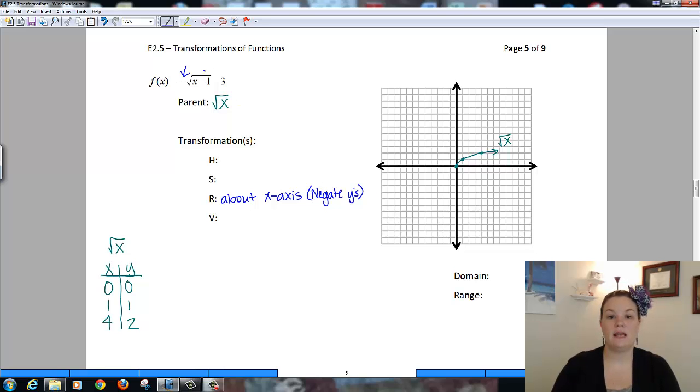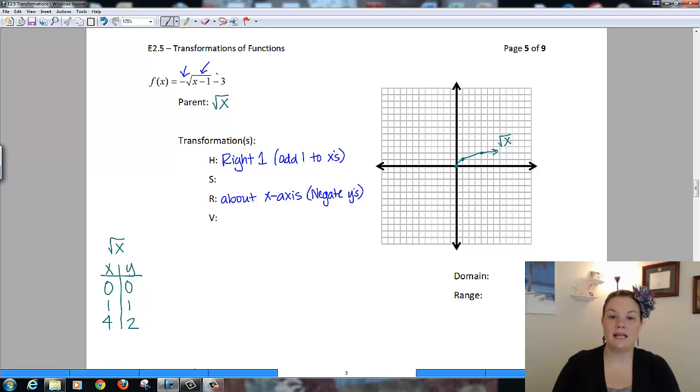The next thing I see is that I'm subtracting 1 under the square root. So since it's in the square root, that means it's inside the function, which means it's affecting the x. When I add or subtract to the x, that moves it side to side. Here, since I'm subtracting and our x's are backwards, this means we're going to go right 1. So next to my h, since it's a horizontal shift, I'm going to say right 1. In my table of values, I would have to add 1 to the x's to get it to move right.